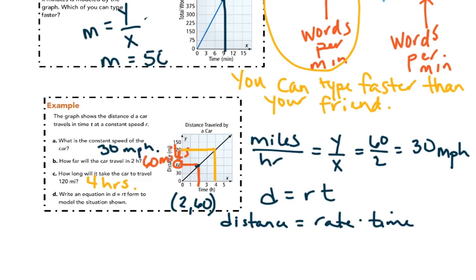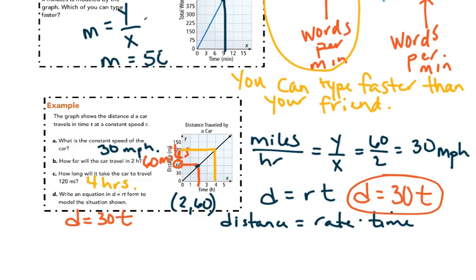So, I know that my rate from part A was 30 miles per hour. So my equation is going to be distance equals 30 times time. So d equals 30t is my equation. 30 is my rate. So that sums up section 5.2.